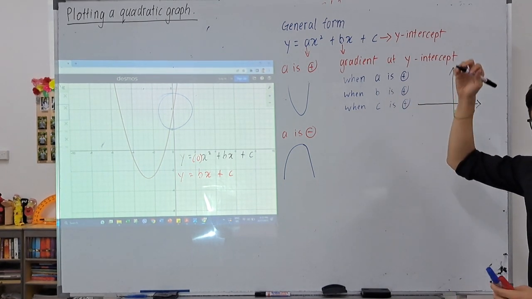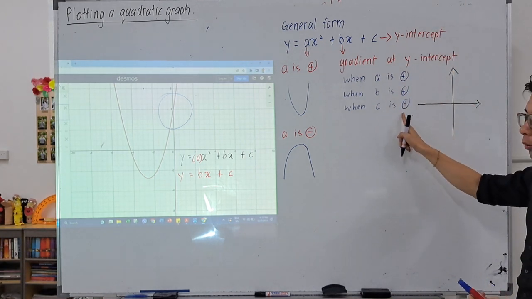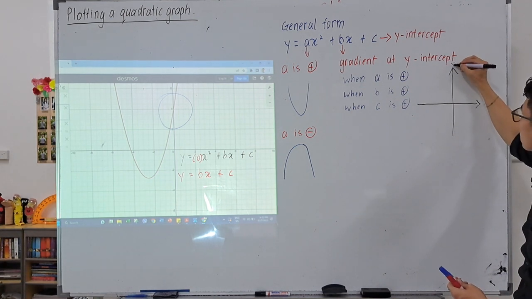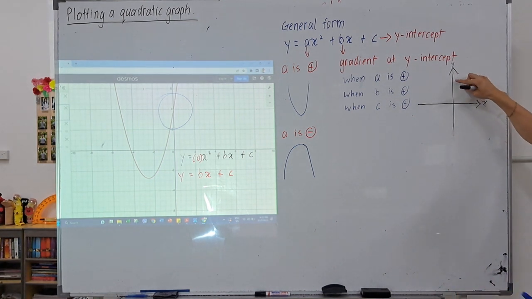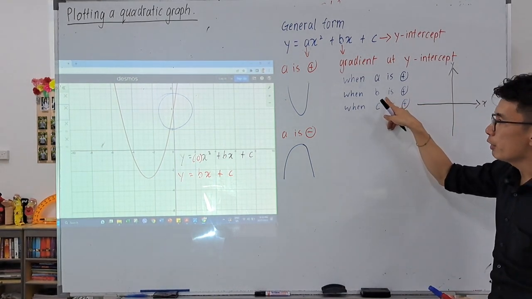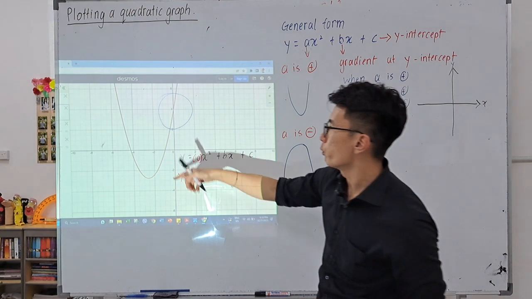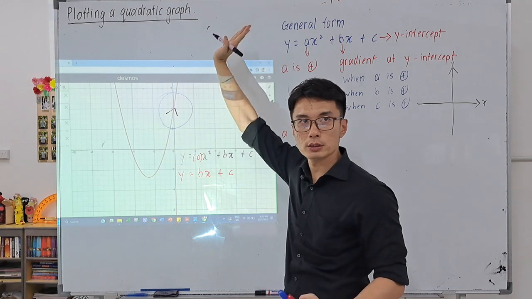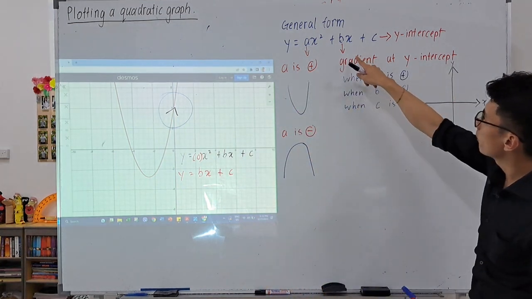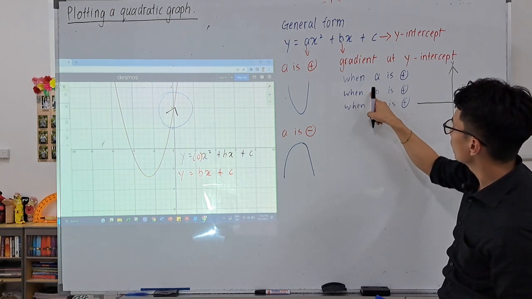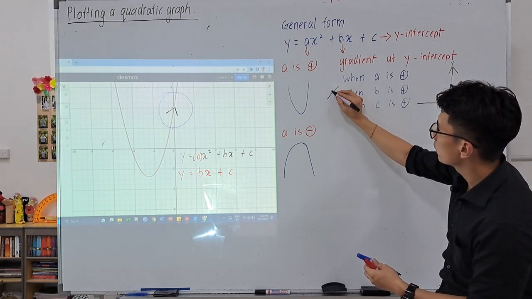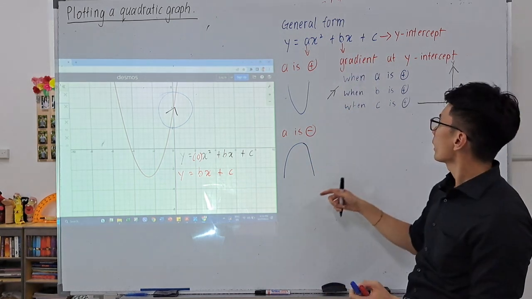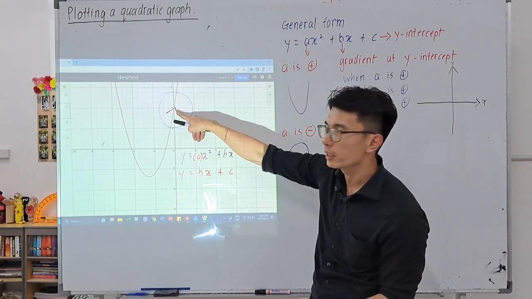So A is positive, I know it's a smiling face, and C is positive, so I know that the line will cut through the y-axis at the positive part of the y-axis, which means in this region over here. And the value of B is positive, which means the slope will be going upwards like this. Remember, B is a positive gradient. A positive gradient tells you the line goes upwards this way, correct? So it goes upward this way and it will cut through the y-axis at the positive part. So it's going to look something like this over here.